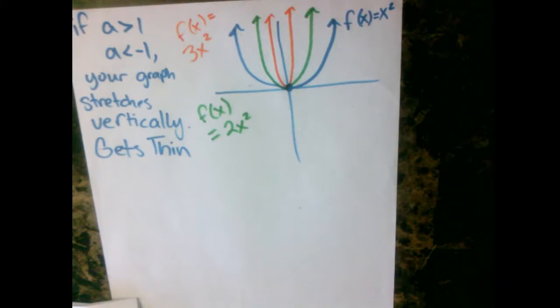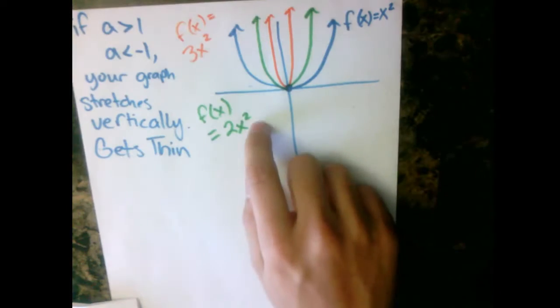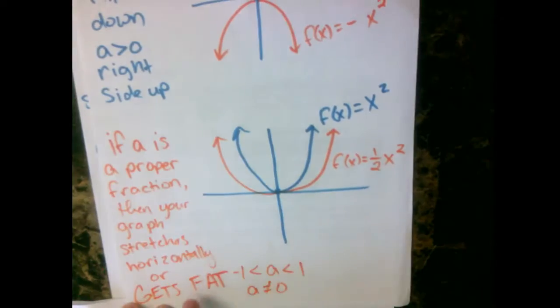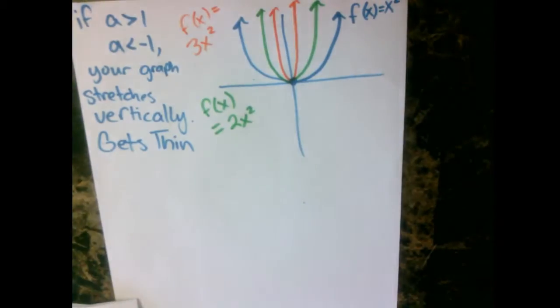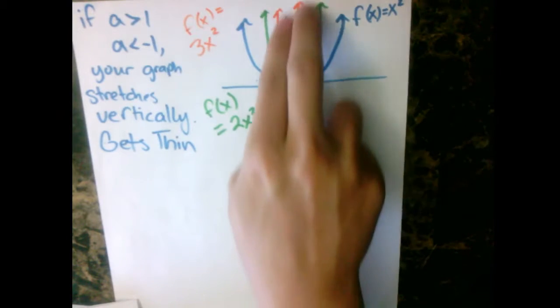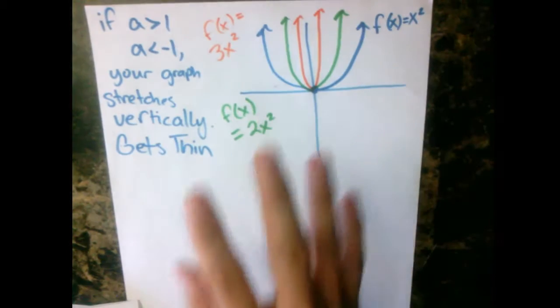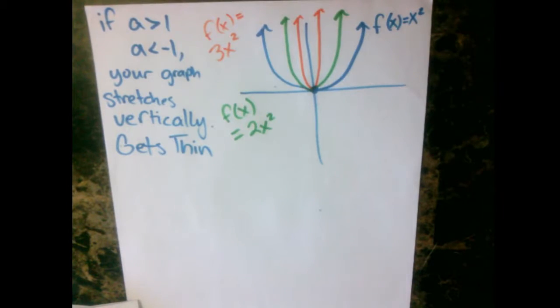So that's the difference between how you stretch horizontally and stretch vertically. If you have a proper fraction, that was on this page, your graph is going to get fatter. If you have an improper fraction, or any number bigger than 1 or less than -1, you're just going to stretch more upwards. We talked about the logic in class. I'm not actually going to talk about the logic here. I'm just going to make this video from memory. That way you guys can be prepped for the test.